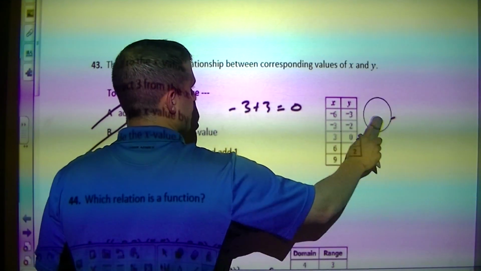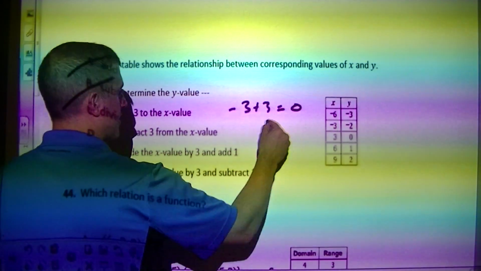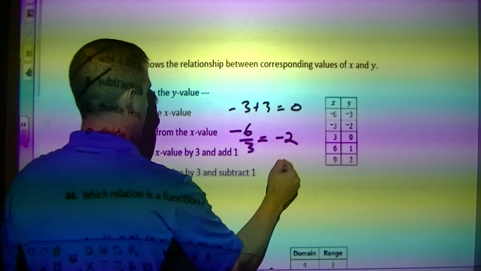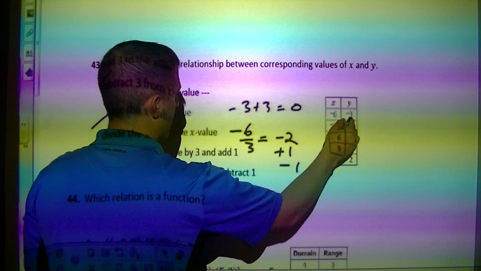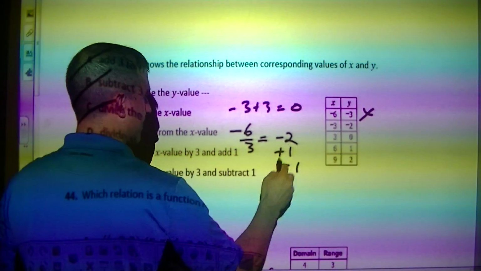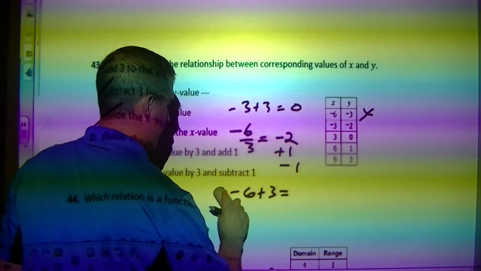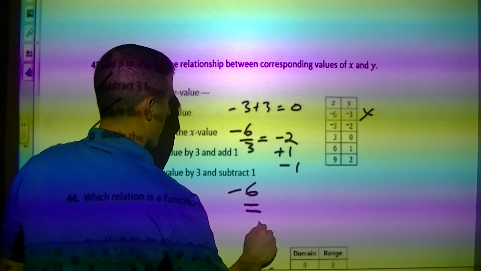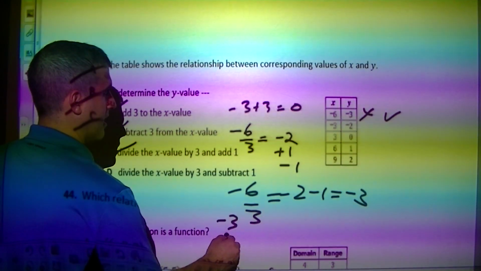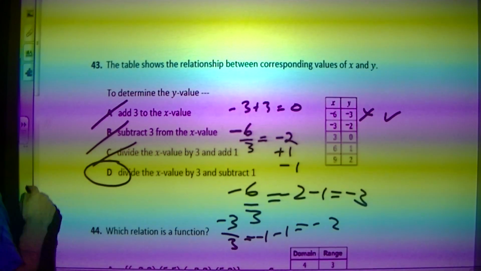Now the next one says divide the x value by 3 and then add 1. So -6 divided by 3 would be -2. Add 1 would be -1. So that didn't work, so that's not it. This one is divide x by 3, then subtract 1. -6 divided by 3 is -2, subtract 1, -3. Okay, that worked. -3 divided by 3 is -1. Subtract 1 is -2. And if you check, all those are going to work.